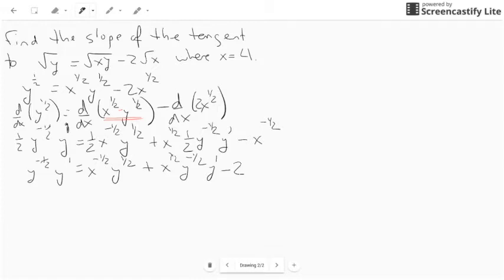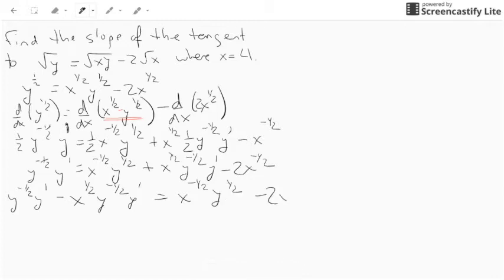Okay, good. At least that way I've got rid of that denominator of 2. So now I'm going to bring over the y prime term. So this will be y to the negative 1/2 y prime minus x to the 1/2 y to the negative 1/2 y prime is going to equal x to the negative 1/2 y to the 1/2 minus 2x to the negative 1/2.